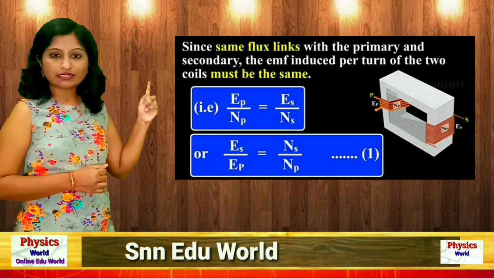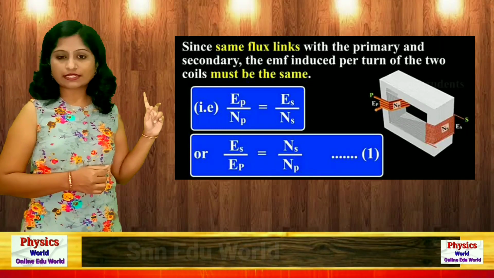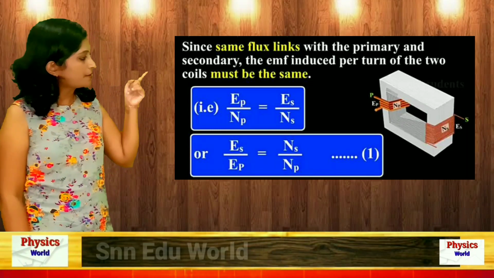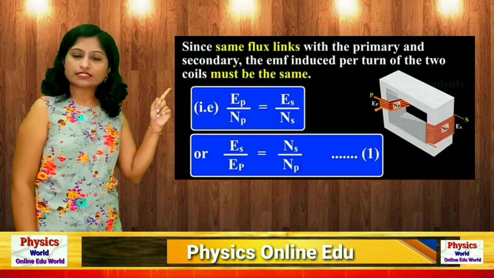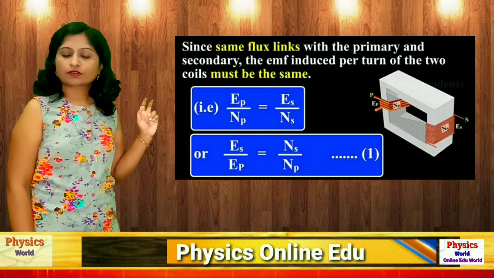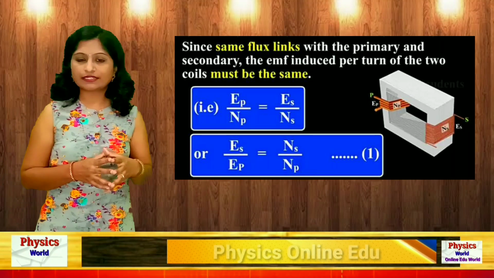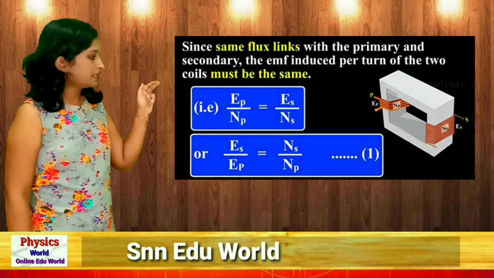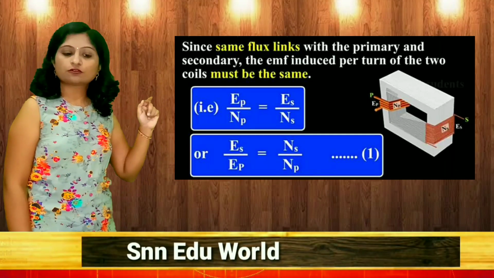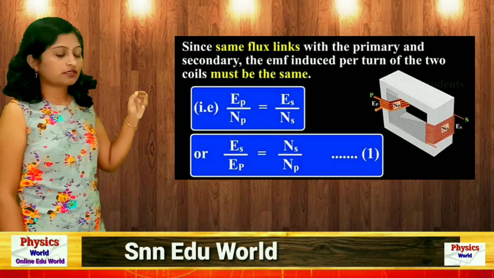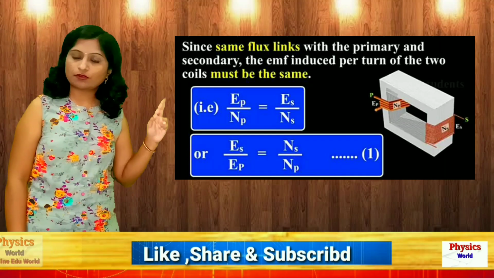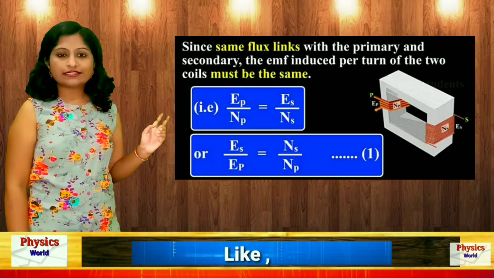So this is equal for primary and secondary coils, so we can write EP upon NP is equal to ES upon NS. And we can rearrange this for the EMF ratio: ES upon EP is equal to NS upon NP. Let this be equation 1.